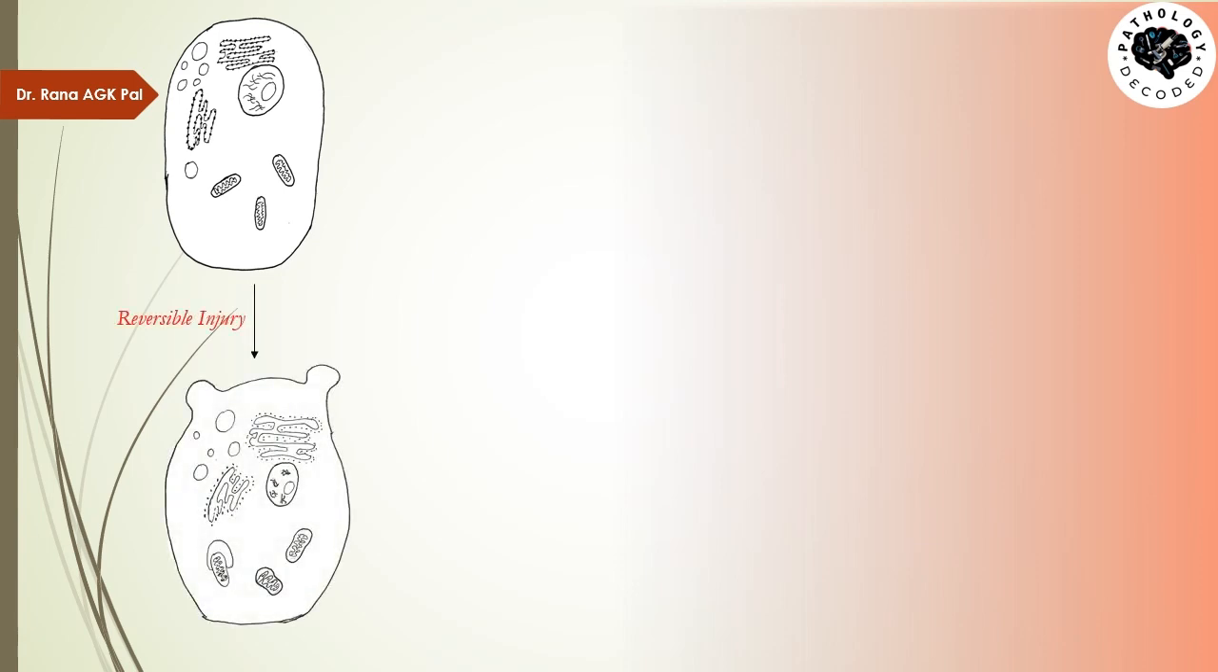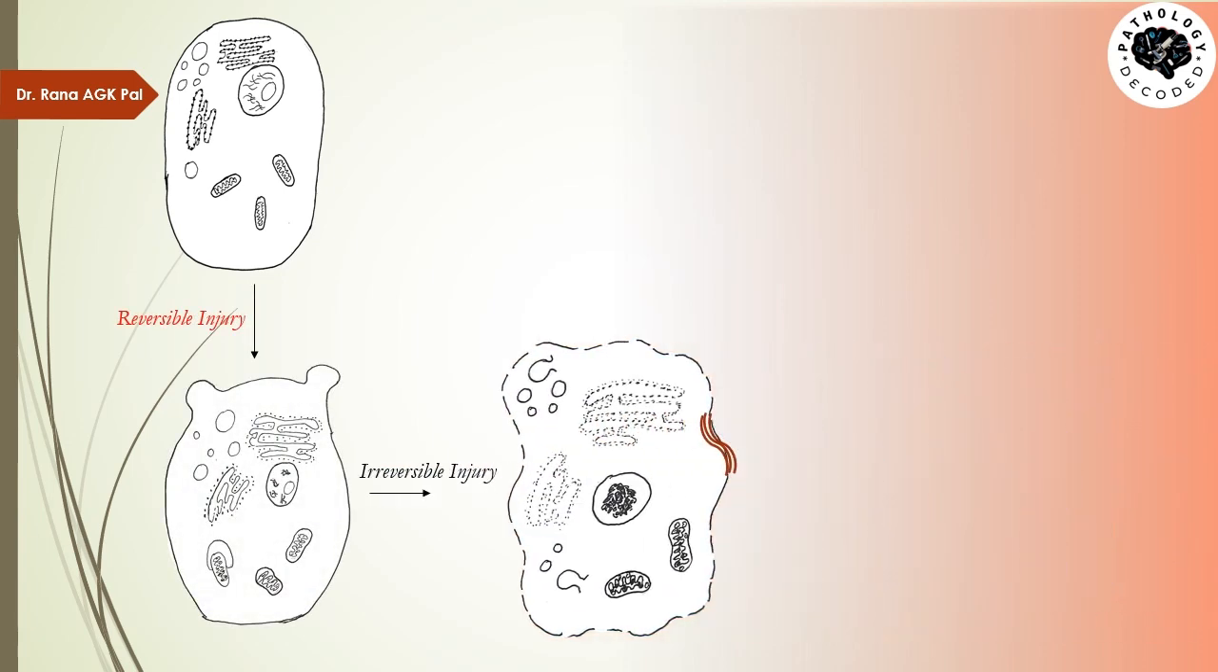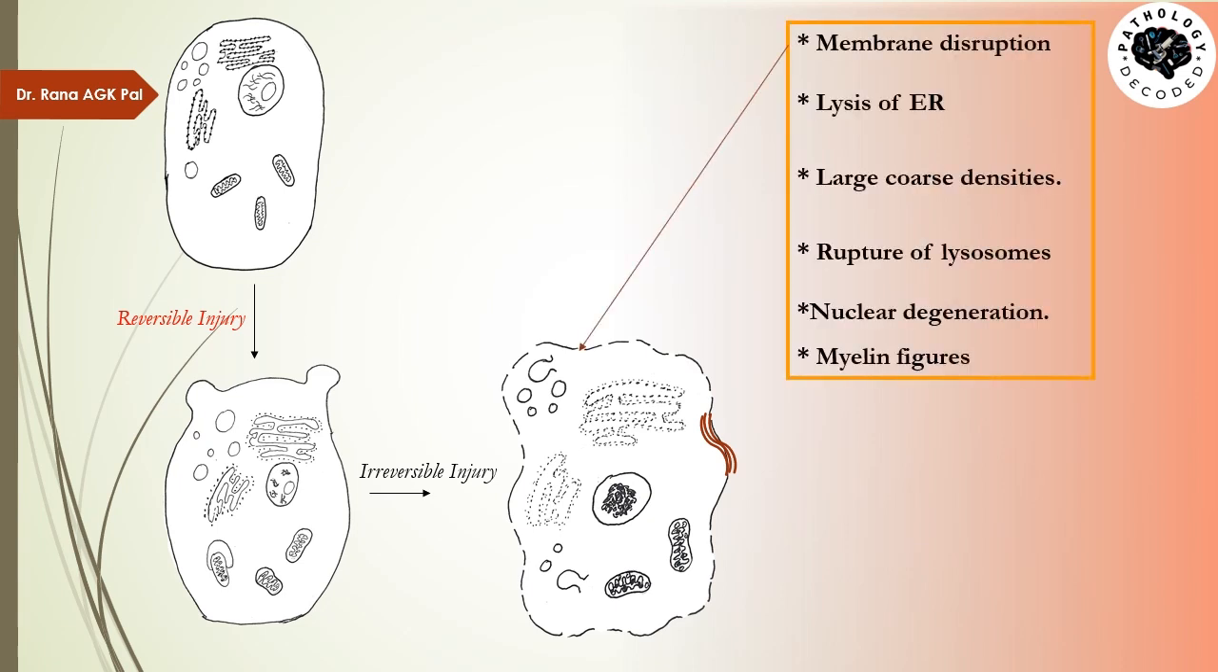So here we had a normal cell and it had gone into reversible injury. Now let's see what happens when it becomes irreversible injury. The one thing that happens is that there is disruption of the membrane. This disrupted membrane causes enzymes etc. to leak outside, calcium to go inside, and along with that there is damage to the structure of the cell. Secondly, we have got lysis of endoplasmic reticulum.